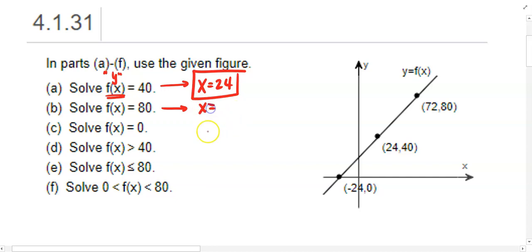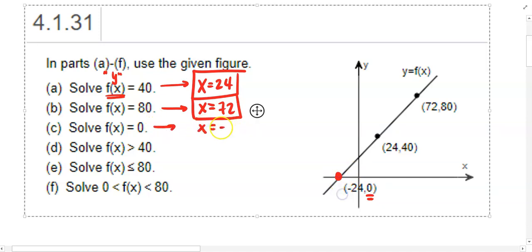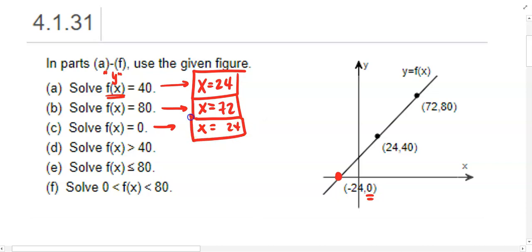Well, we can simply say that x is equal to 72 for that one. And then finally, when does f of x equal 0? Again, when does the function equal 0? Well, that occurs when x is equal to negative 24. So there we go. Those first 3, I think, are pretty straightforward. Then the question becomes, when is the function greater than 40?